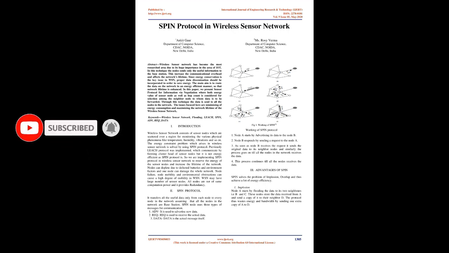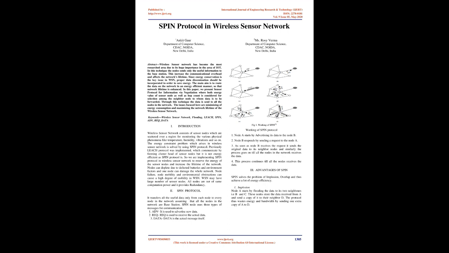Keywords: wireless sensor network, flooding, LEACH, SPIN, ADV, REQ, data. Introduction. Wireless sensor network consists of sensor nodes which are scattered over a region for monitoring various physical phenomena like temperature, humidity, vibrations, and so on.